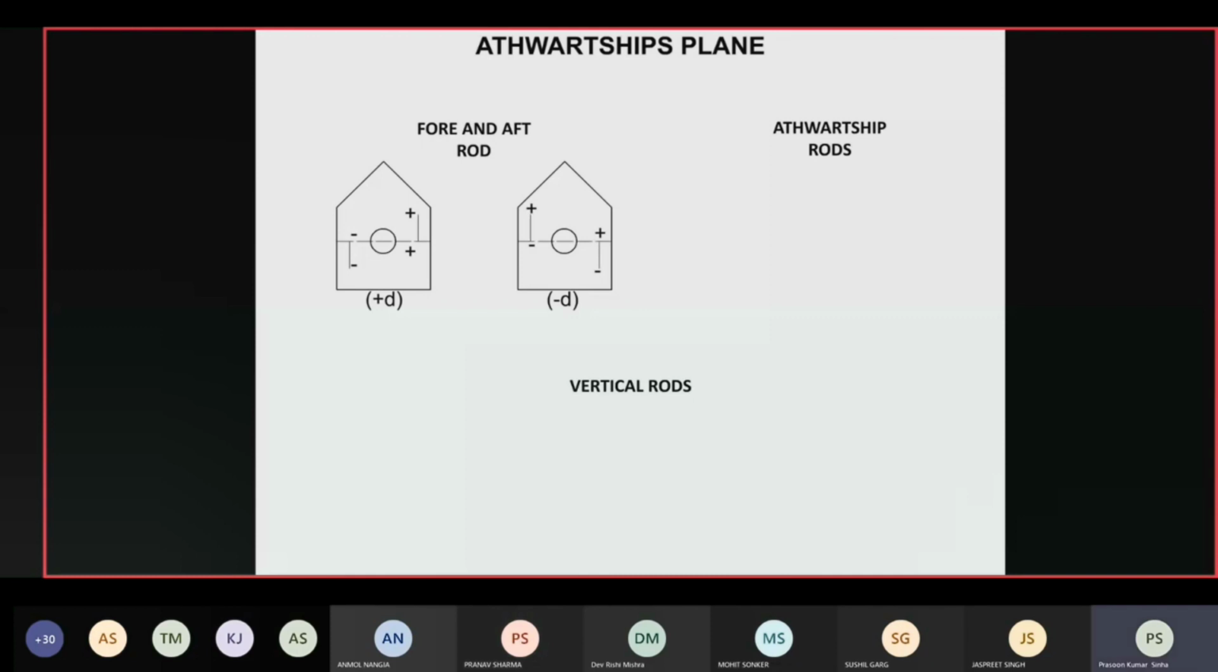Is it agreeable? Keeping the rules of naming the rods, this is justified? Excuse me, sir. Yes, go ahead.